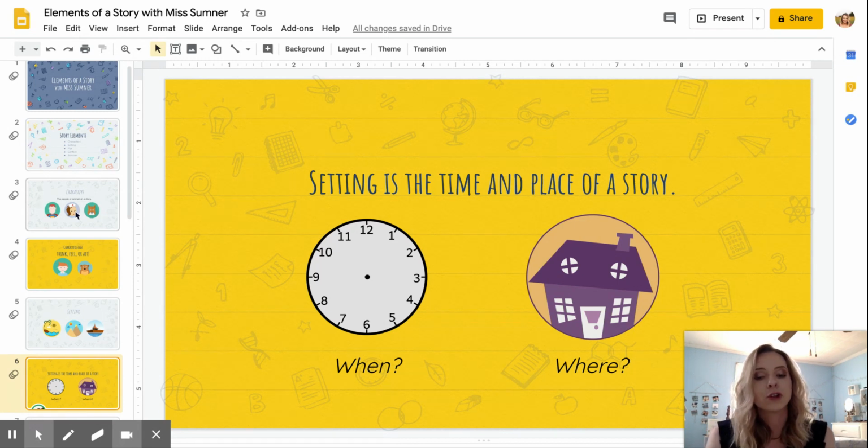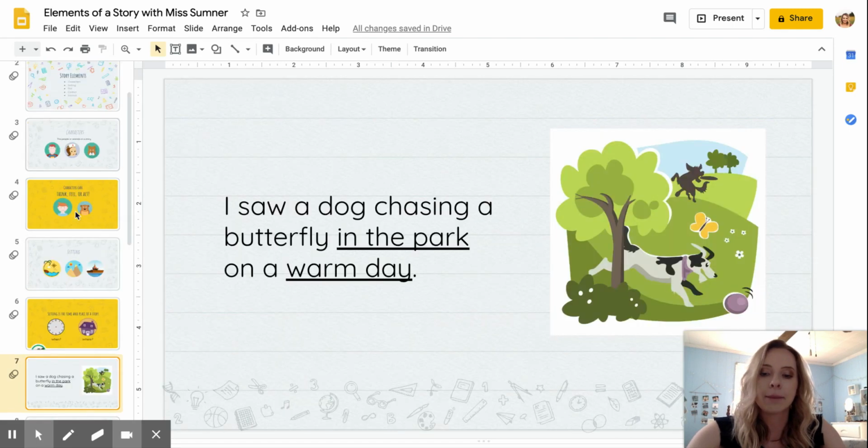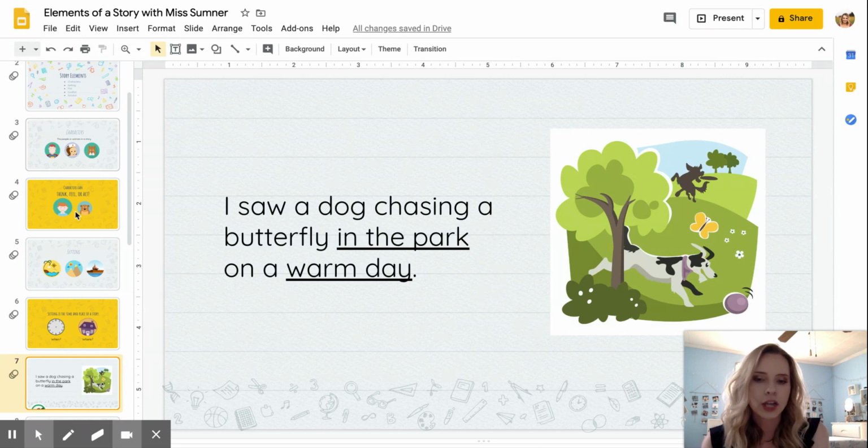You can also determine the setting by looking at any illustrations in the text or using my favorite, text evidence. So here's an example of determining setting from text evidence. I saw a dog chasing a butterfly in the park on a warm day. How would you describe this setting?